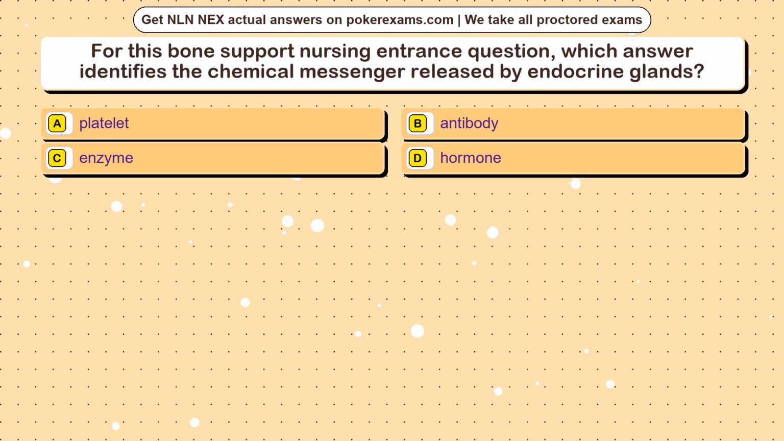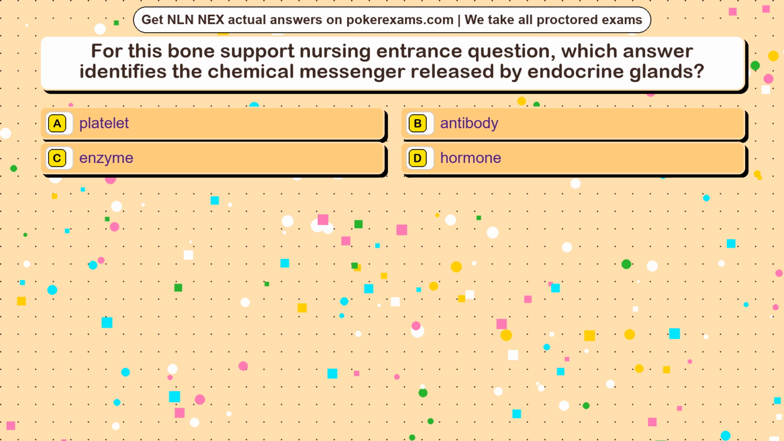Question 13. For this bone support nursing entrance question, which answer identifies the chemical messenger released by endocrine glands? Option A, platelet. Option B, antibody. Option C, enzyme. Option D, a hormone.